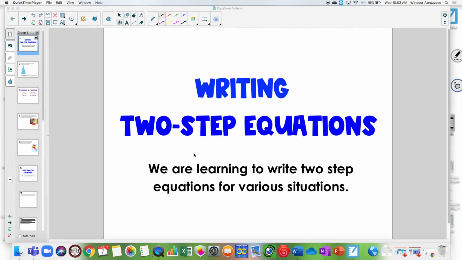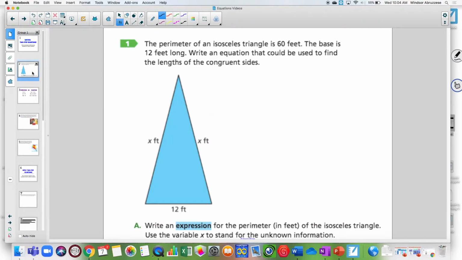Everyone. In this video, we're going to work on writing two-step equations. So the learning goal is we are learning to write two-step equations for various situations. Let's take a look at the first example.